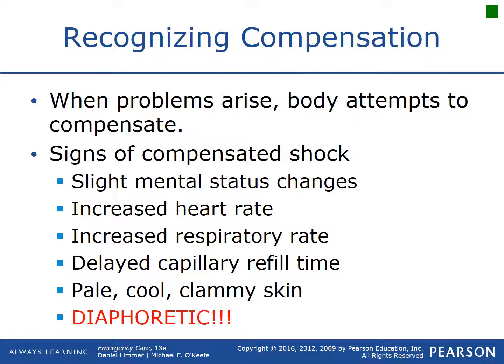And that clamminess. Also, diaphoretic. If a patient is diaphoretic, they are fixing to die really quick. What diaphoresis is, the patient will be sweating profusely. Some of these patients, it might look like you just pulled them out of a pool. They're sweating so bad from shock.